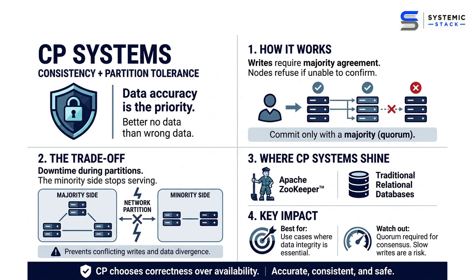Just keep in mind that the bottleneck here is the consensus mechanism. Every write needs a majority of nodes to agree. So if your network has high latency, your write performance is going to take a significant hit.